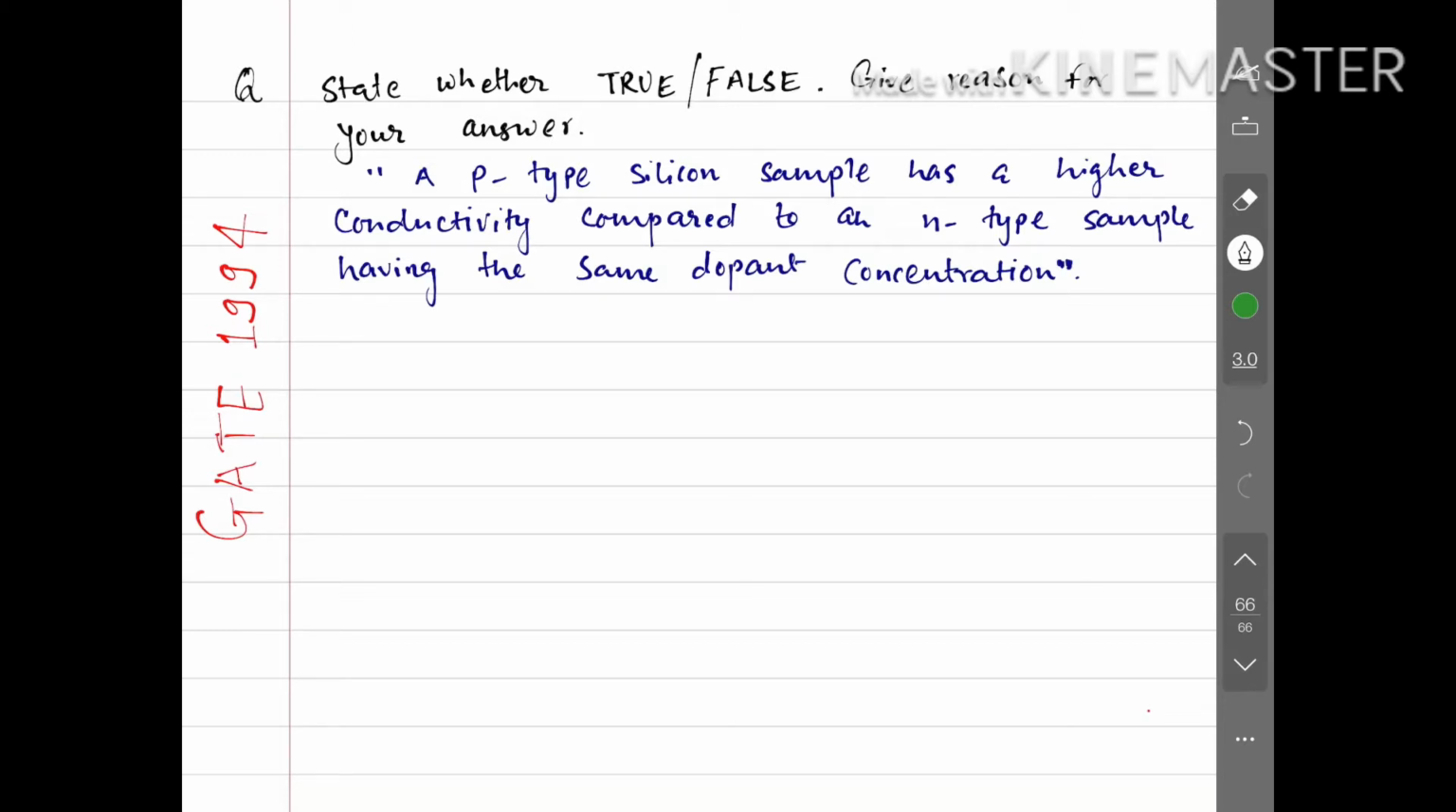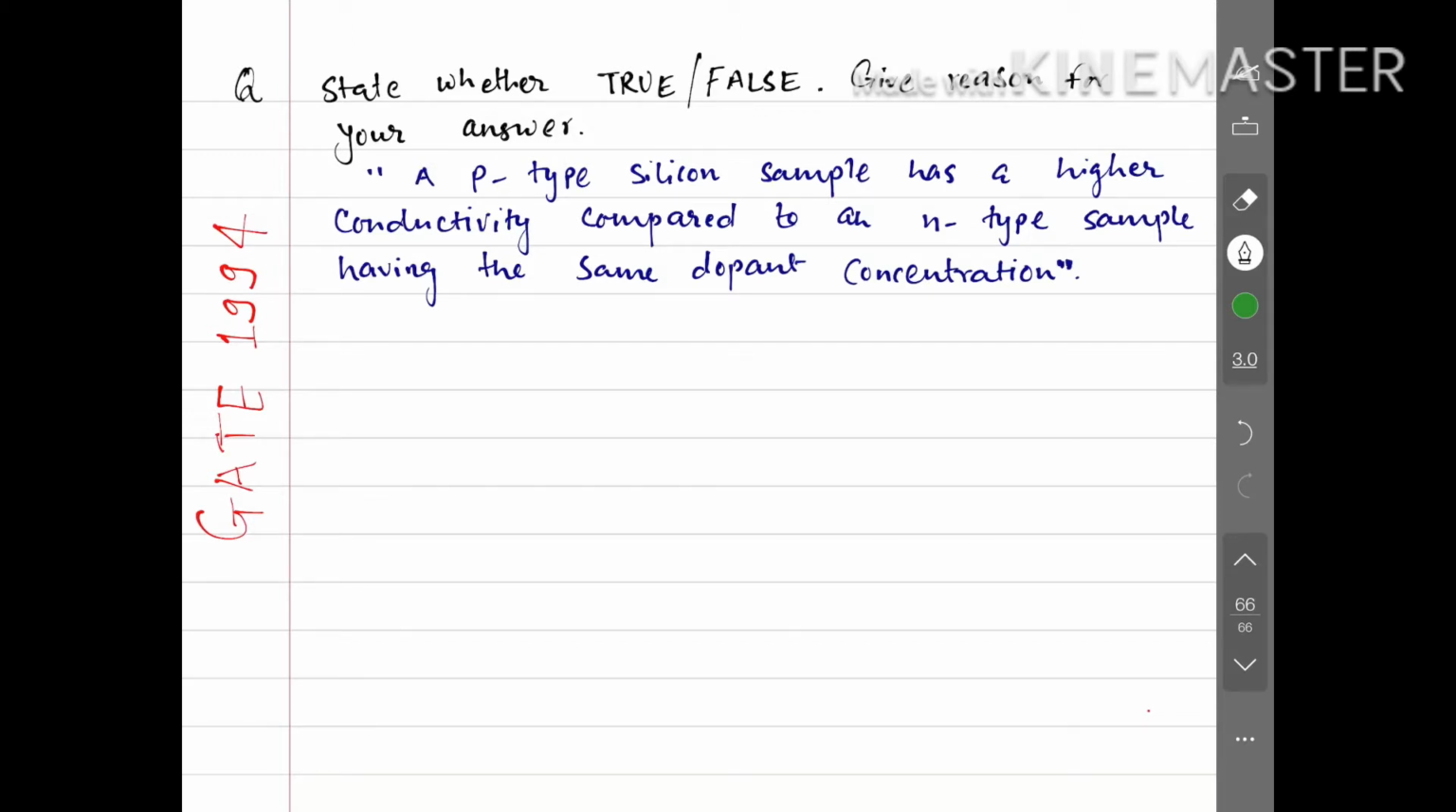Before answering this question, we need to understand some basics of conductivity and how it depends on p-type and n-type material. How is conductivity different in n-type material and in p-type material, and which one is higher? Then we would be able to justify whether this statement is true or false.